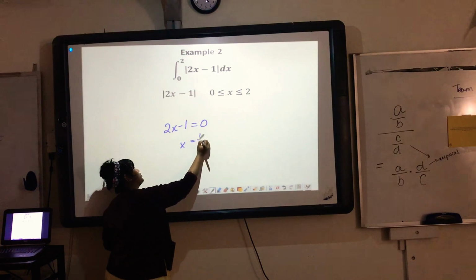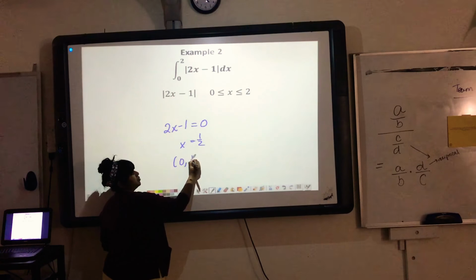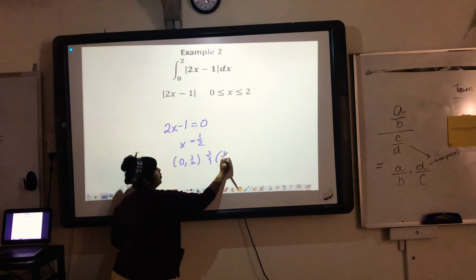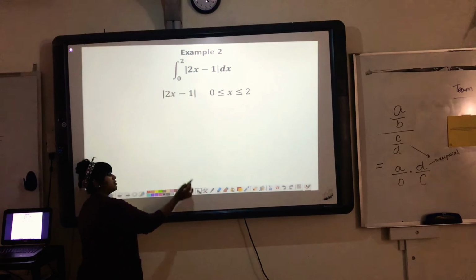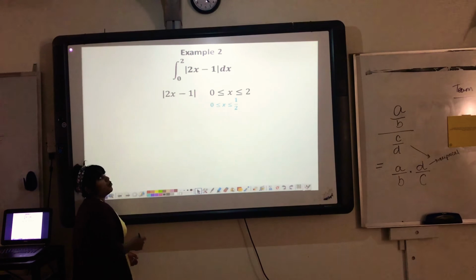So then x must be equal to 1/2. So I have new intervals from 0 to 1/2 and from 1/2 to 2. We see that? We split apart our intervals. So let's look at that first interval from 0 to 1/2.